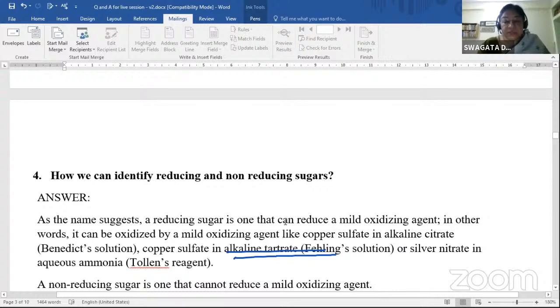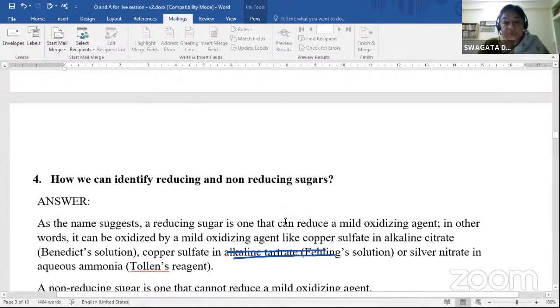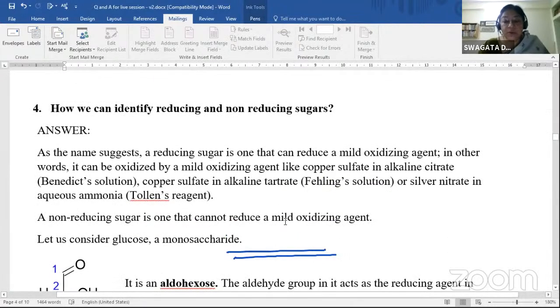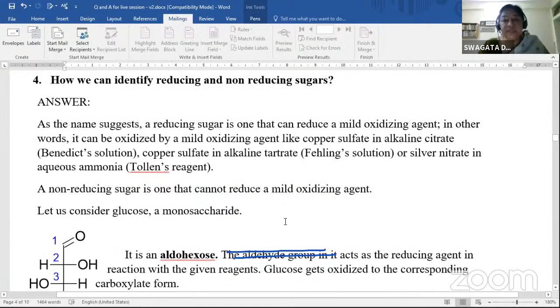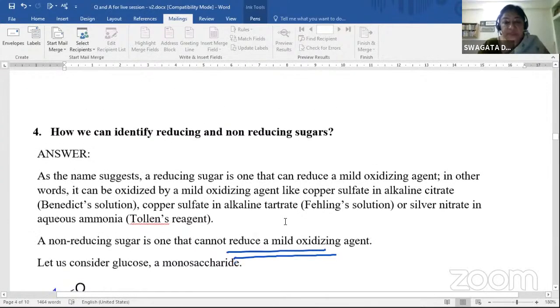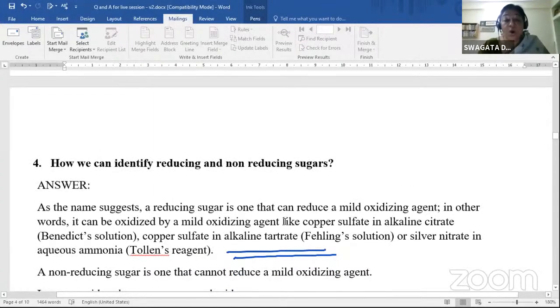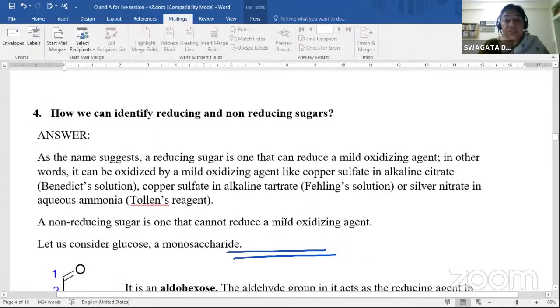The next question that appeared on the Google form is how can we identify reducing and non-reducing sugars? Now, what is a reducing sugar? A reducing sugar is one that can reduce a mild oxidizing agent, and there are specific tests for this. What are these tests? They involve copper sulfate in alkaline tartrate, or, as most of you might have seen, the formation of a silver mirror, a reduction of silver nitrate forming a silver mirror.